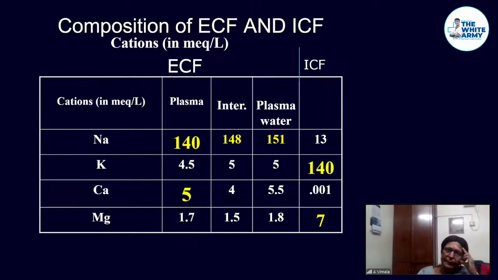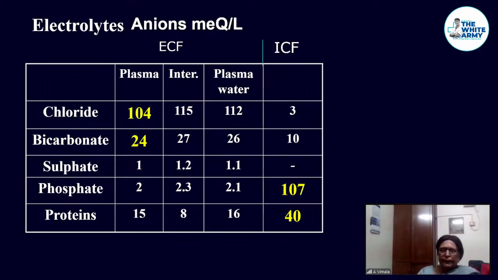Similarly, calcium is around 5 millimoles per liter in the ECF, whereas it is 0.001 only in the ICF. The abundant cations in the ICF are potassium and magnesium, in contrast to sodium and calcium in the ECF. Let us see what the anions are in the extracellular fluid and ICF. Chloride is the major anion, followed by bicarbonate. In the ICF, we have phosphate of 107 and intracellular proteins. They are the major anions. This is very, very important when we consider electroneutrality and when we administer fluids.